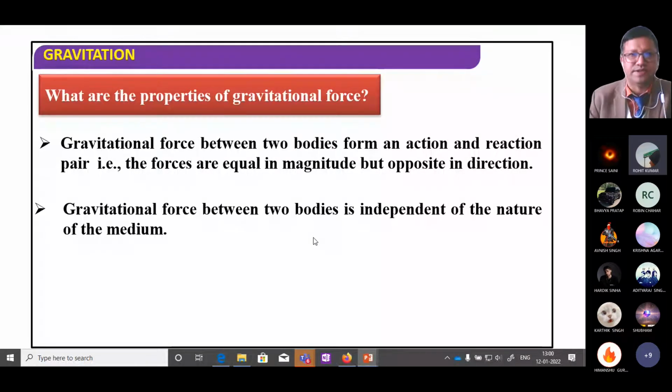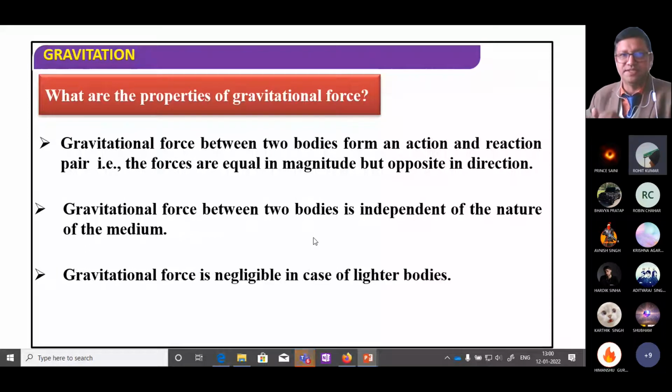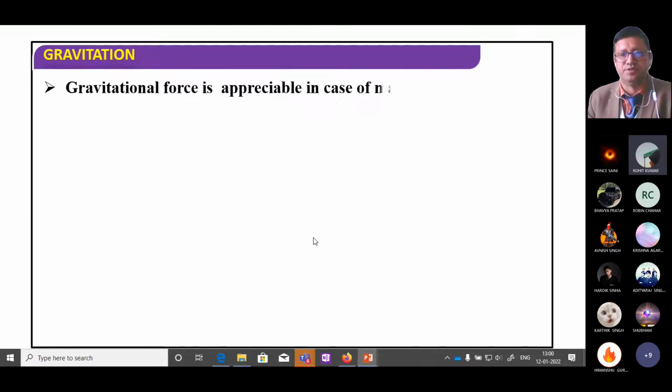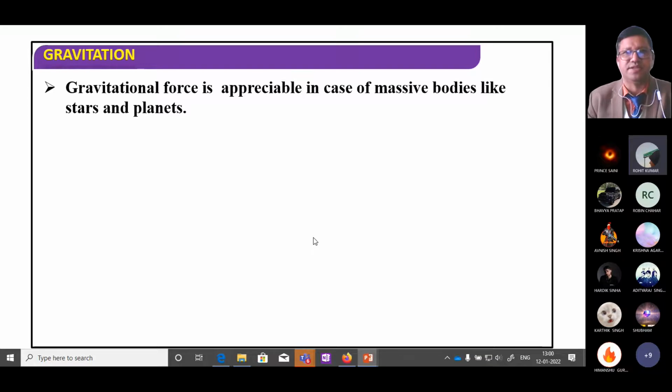Very good. So it is independent of the nature of the medium, whether you put it in water, in air, or in a vacuum. It is independent of this, and is negligible in the case of lighter bodies. The lighter body means the object having a smaller mass. So gravitational force, although it is one of the weak forces among the four forces which we know, is appreciable in the case of massive bodies like stars and planets.